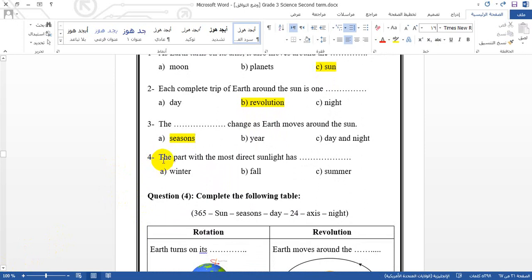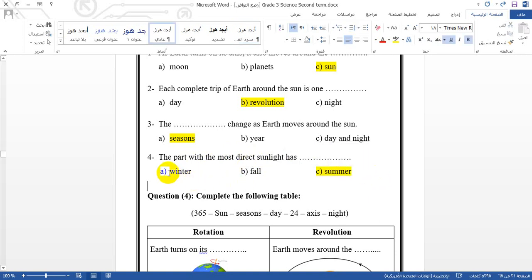Number 4. The part with the most direct sunlight has what? Winter, fall, and summer. Which one of them is correct? The part with the most direct sunlight. What does that mean, guys? When the specific face of Earth that's direct to the sunlight, it will be in which season exactly? Summer.